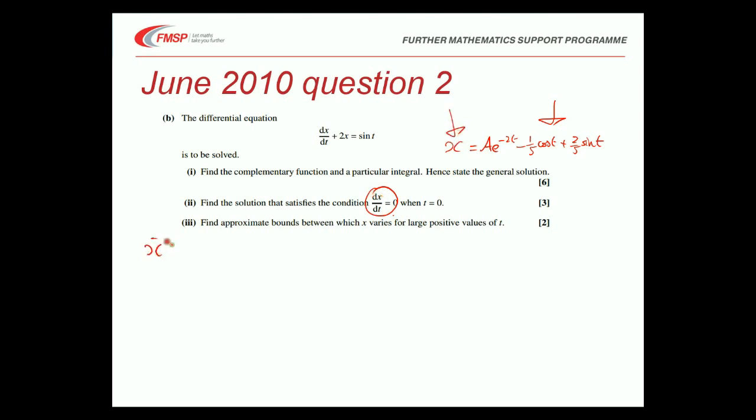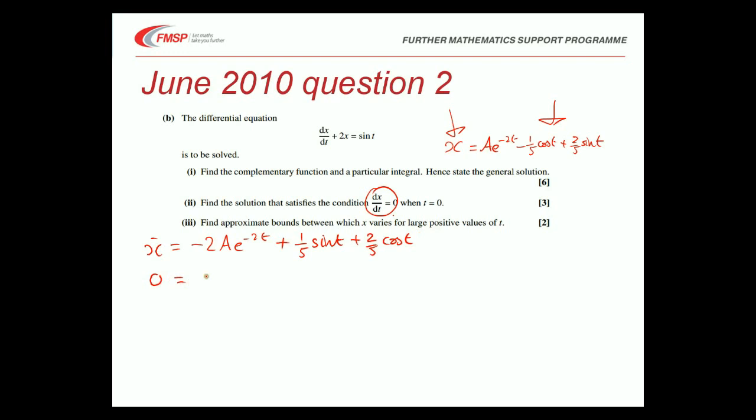So x dot from this is going to be minus 2a e to the minus 2t minus a fifth of the differential of cos. I know cos differentiates to minus sine, so it's going to become plus a fifth sine t. Differentiating sine goes to cos, so I'm going to get 2/5 of cos t. That is x dot.